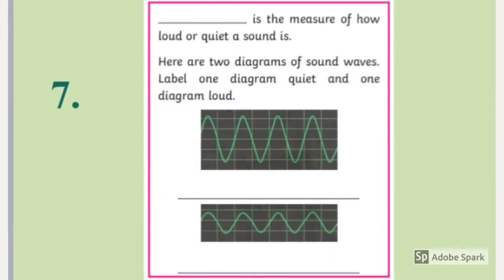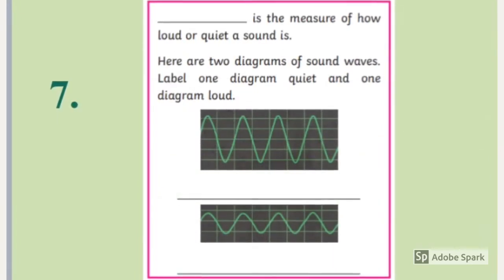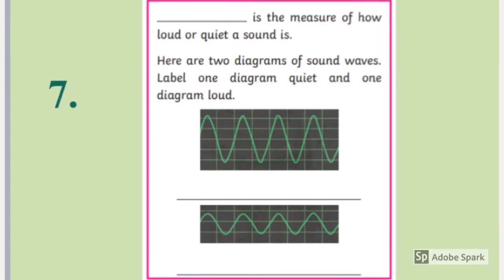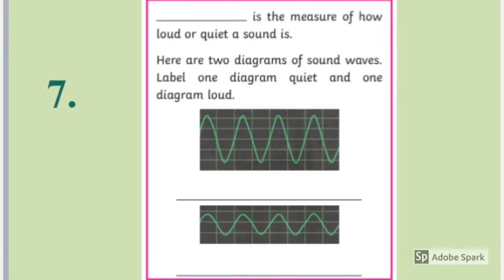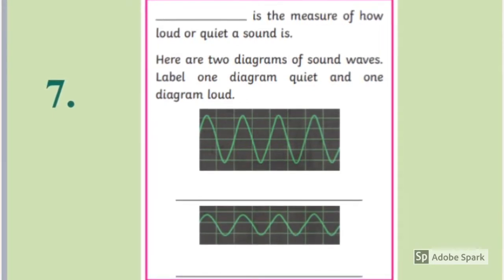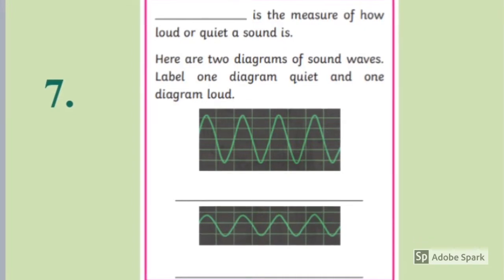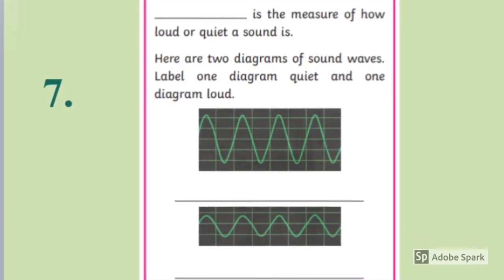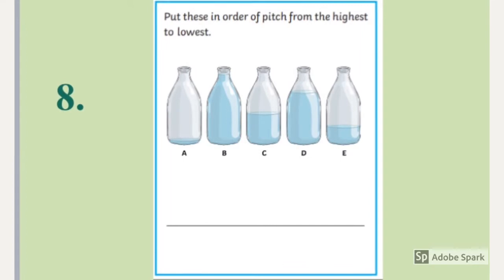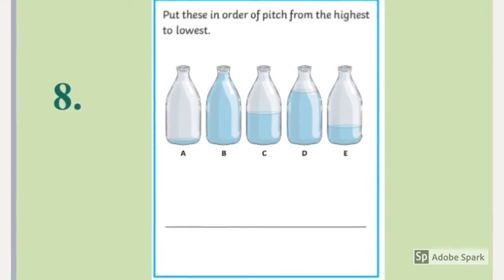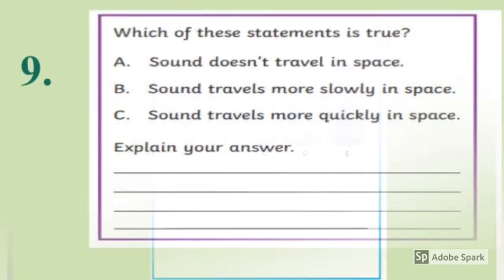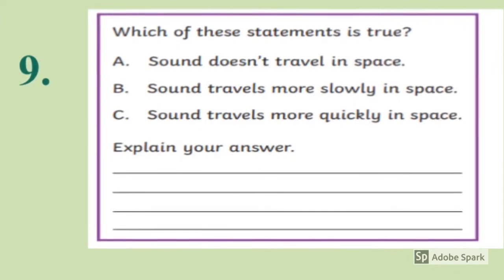Question number 7. Something is the measure of how loud or quiet a sound is. Here are two diagrams of sound waves. Label one diagram quiet and one diagram loud. Look carefully at the sound waves. Question number 8. Put these in order of pitch from the highest to the lowest. Question number 9. Which of these statements is true?